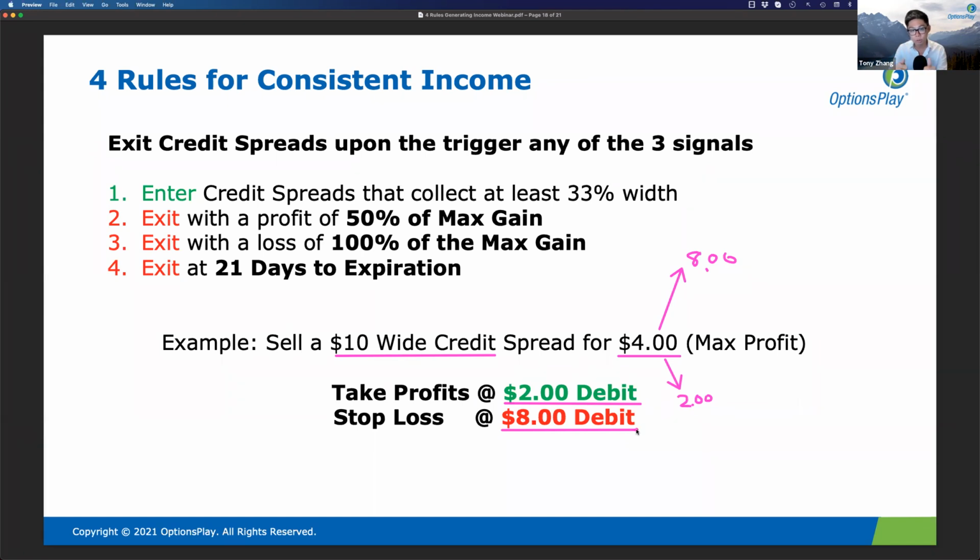Can you roll this trade? You absolutely can, but you do it on one of these three triggers. Either this trade has gone in your favor and you're ready to roll it and continue this trade, or the trade is going against you, but you think the stock is going to come back in your favor, then you want to roll it. Or if you reach 21 days to expiration and you simply think that the stock will continue in the direction you expect it to, you can roll it, but do it based on one of these three triggers.